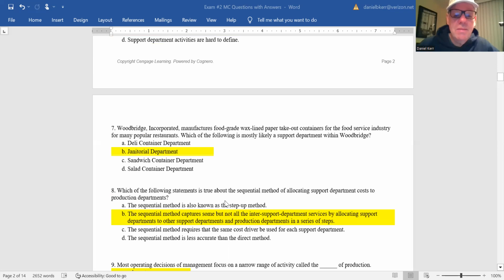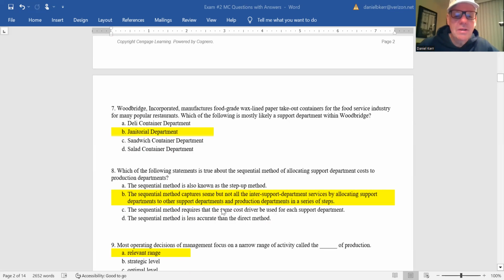Number 8, which of the following statements is true about the sequential method of allocating support department costs? Well, the sequential method captures some, but not all, inter-support department costs by allocating support departments to other support departments and production departments in a series of steps. So that is how the sequential one works. So the answer there is B.